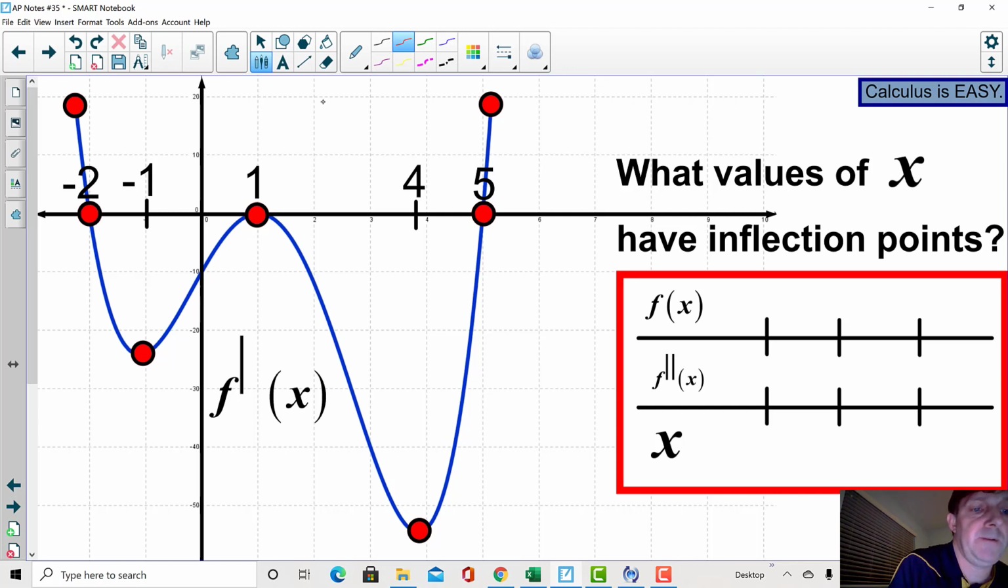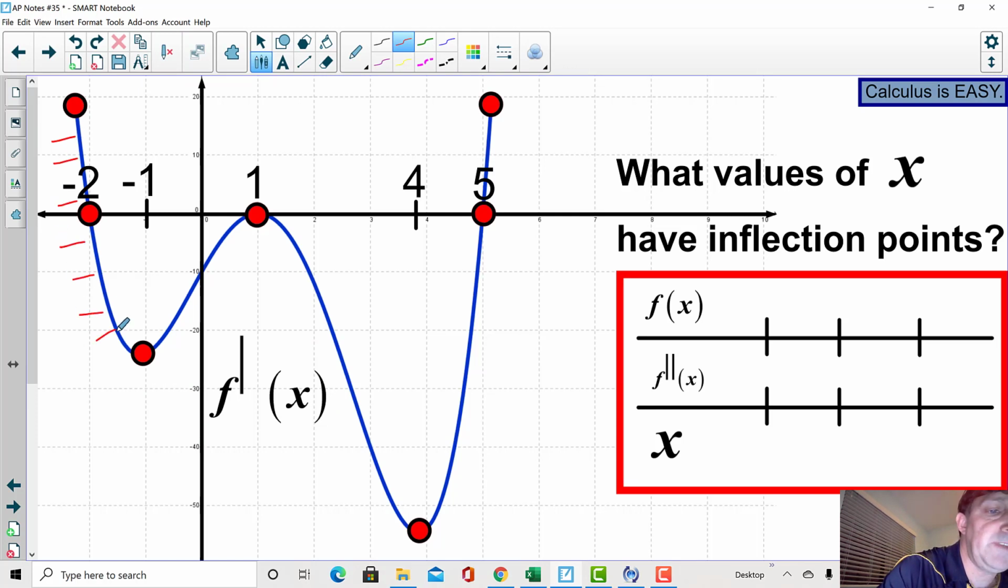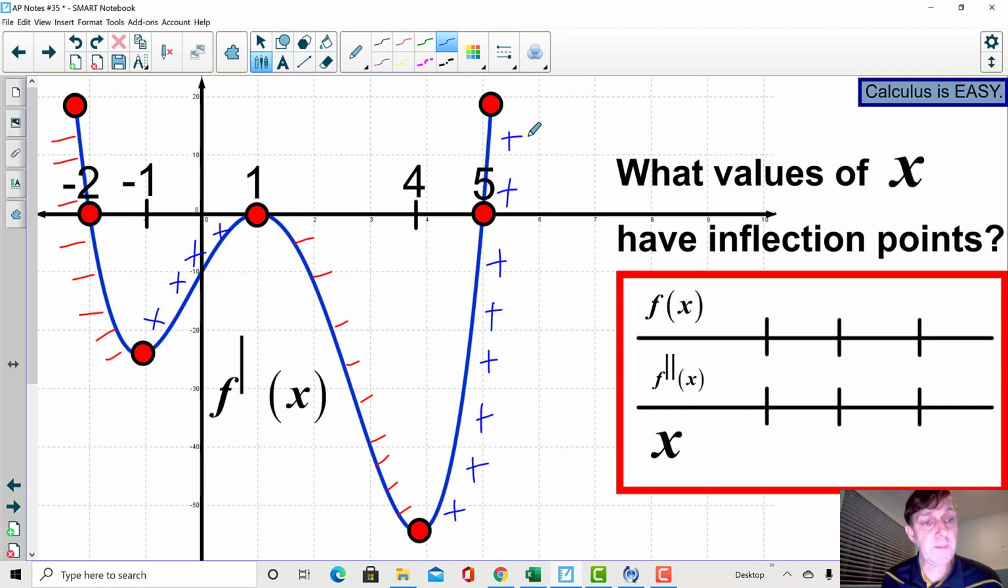Well, f double prime is the derivative of f prime. Another way of saying it is the slope of f prime. What I want you to notice about the slope of f prime is that that's the second derivative. So the second derivative is the slope of this graph here. You'll notice the slope is negative, then the slope is positive, then the slope is negative again all the way till here, and then the slope is positive afterwards.